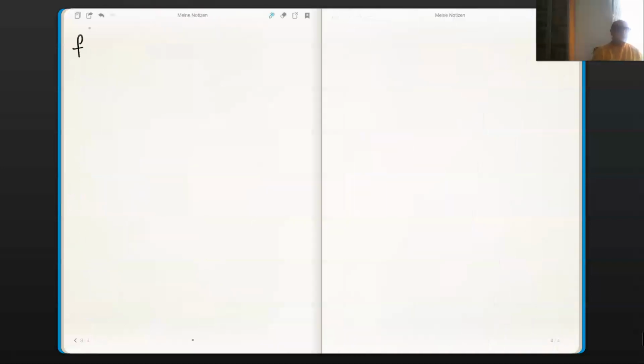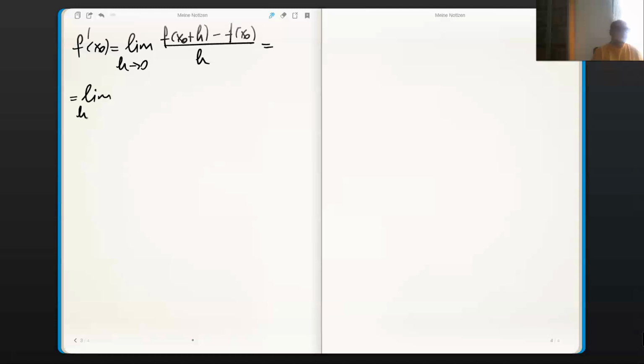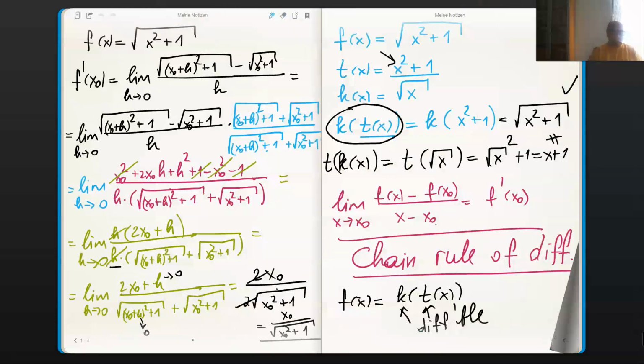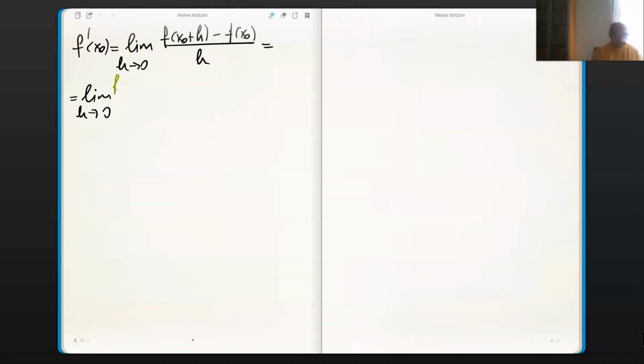And, well, let's write down what we have. F prime at xo is the limit h towards 0. Well, we have f of xo plus h minus f of xo divided over h. That's fine. We're having a limit h towards 0. So what is f of x? As you can see, this is k of t of x. So this is k of t of xo plus h minus k of t of xo divided over h. I'm just using the definition.